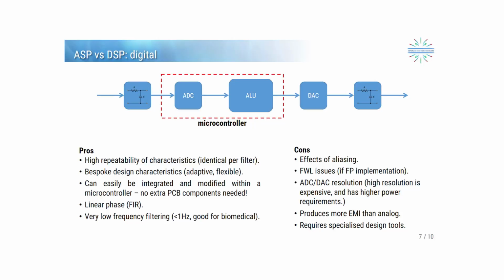The effects of aliasing, and if designing in fixed point, finite word length issues must be taken into account, including the limitation of the ADC and the DAC. As there's a clock source, and perhaps high-speed data lines, digital designs will produce more EMI than their analog counterparts. That being said, let's now look at the most commonly implemented type of digital filter, the moving average.